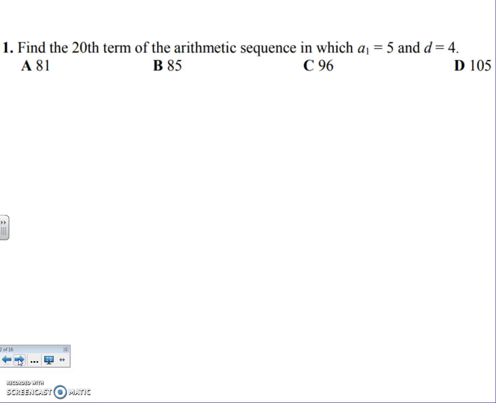First question, find the 20th term of the arithmetic sequence in which a sub 1 is 5 and d is 4. First, write the formula for the nth term of an arithmetic sequence. A sub n equals a sub 1 plus n minus 1 times d. Fill in what we know.